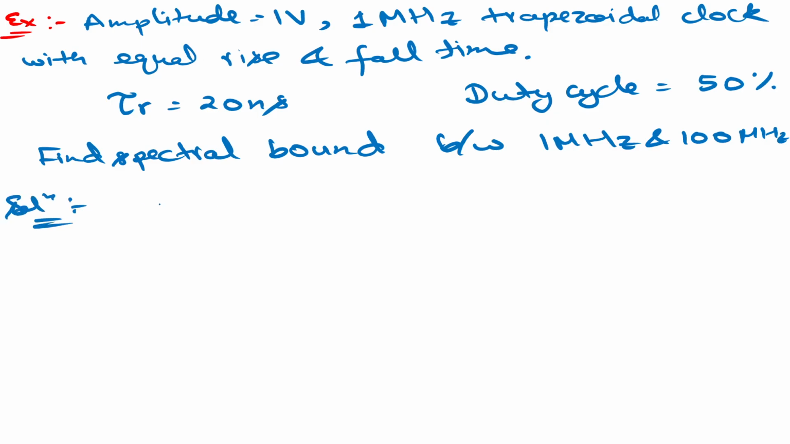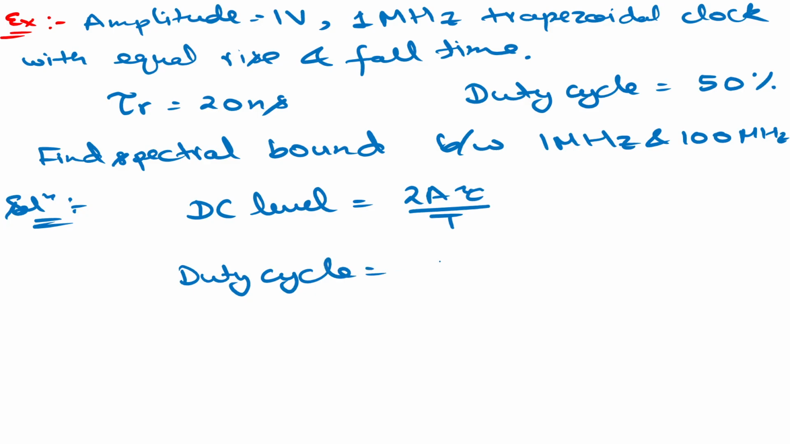So we know that the first breakpoint frequency is given by 1 by pi tau and the second one is given by 1 by pi tau r. And the DC level is given by 2A tau by T. And the duty cycle is also given, which is tau by T, and which is 50%. So we can write this as 0.5.